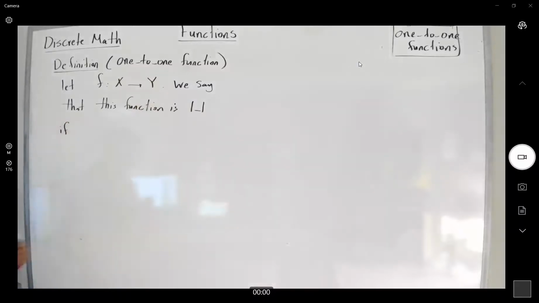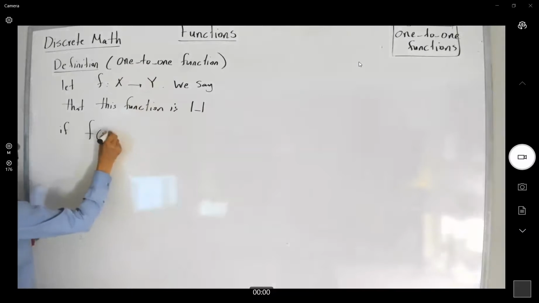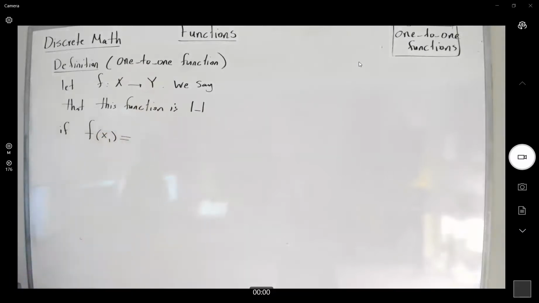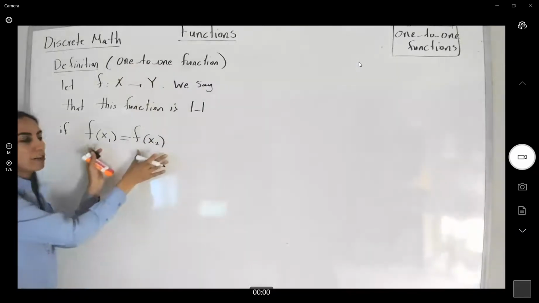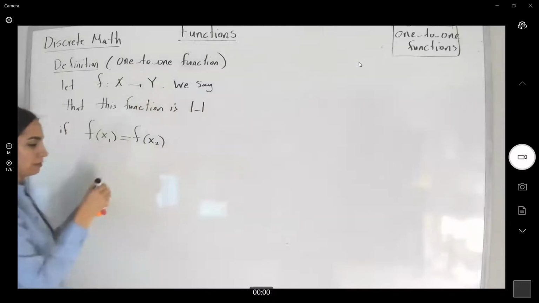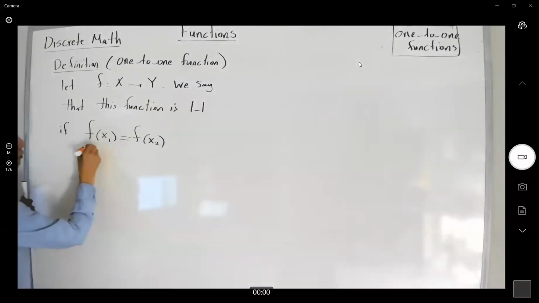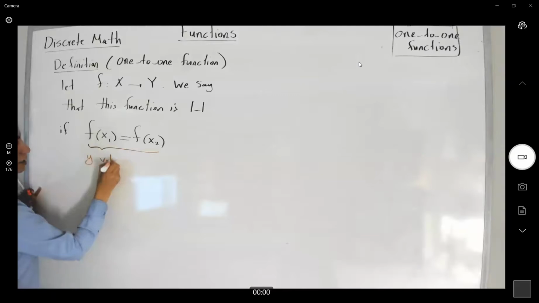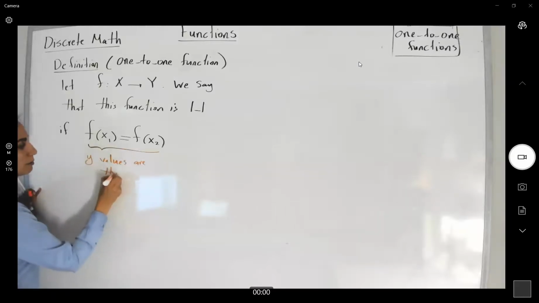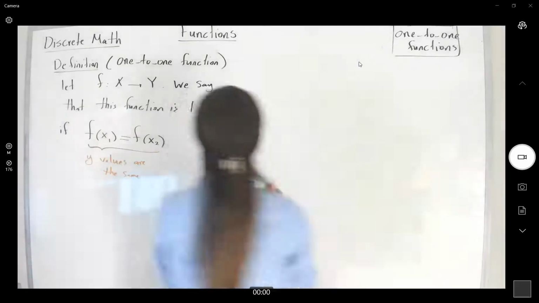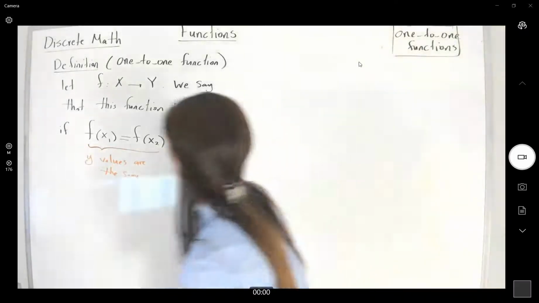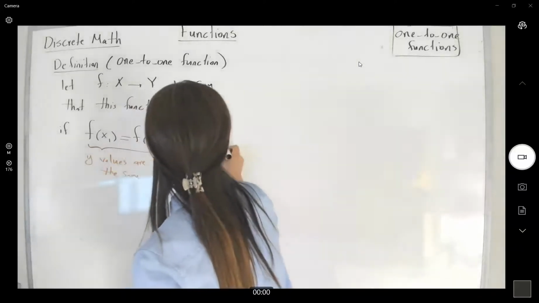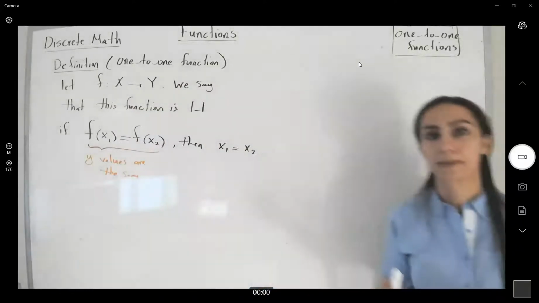If f of x sub 1 is equal to f of x sub 2, what's the meaning of that? It means that if y values are the same, we can conclude that x values are the same as well. So if y values are the same, then x values are also the same.